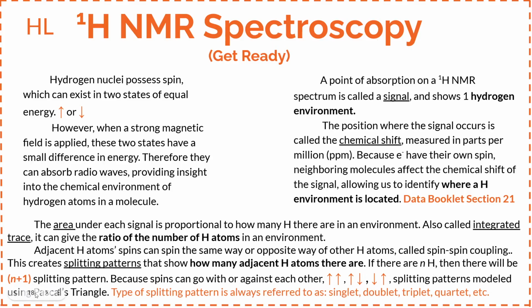Splitting patterns can be modeled using Pascal's triangle, which, if you know from math, is basically going to be 1, and then the second layer is going to be 1, 1, and the third layer is going to be 1, 2, 1, and so on and so forth. So if there are zero adjacent hydrogen, then there's going to be a splitting pattern of 1, and you're just going to see one signal. If there's one hydrogen on the adjacent atom, then there will be a 1+1 splitting pattern to make 2. And you'll see this reflected on the H1 NMR spectrum.